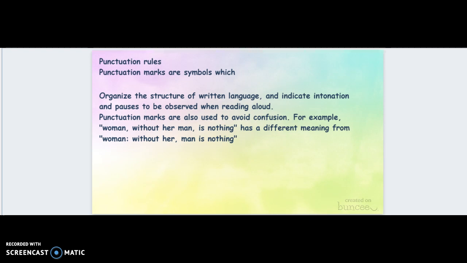This is a complete sentence with just a couple of pauses, and it's "Woman without her man is nothing." It has a different meaning from this sentence: "Woman, which is an independent clause, without her, comma, man is nothing." The first one is saying that woman is nothing without a man, and the second one is saying that man is nothing without a woman.